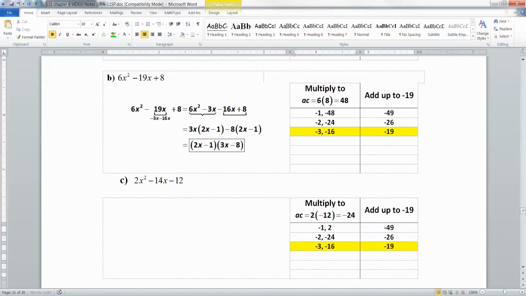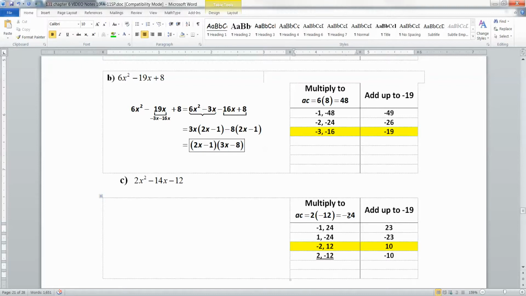Well, it could be negative 1, positive 24. That would make 23. It could be positive 1, negative 24. Now again, you got to check both combos because this is negative, right? So that's negative 23. Then you could have negative 2, positive 12. That would make 10. Or positive 2, negative 12. That would make negative 10.